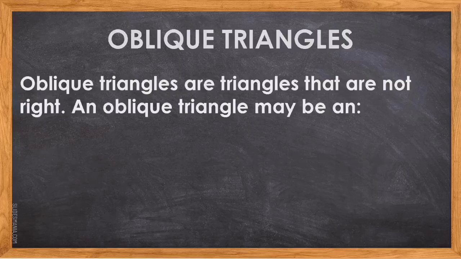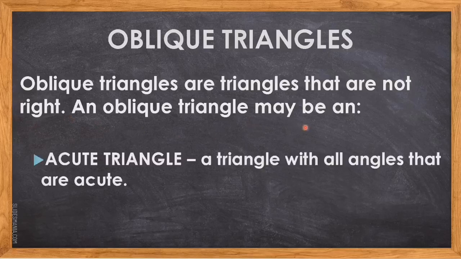So, ano nga bang oblique triangles? Oblique triangles are triangles that are not right. So, hindi siya right triangle or walang right angle doon sa given triangle. An oblique triangle may be so may dalawang category, an acute triangle, a triangle with all sides that are acute. Ano ba pag sinabi natin acute? So, yung kanyang measurement ay less than 90 degrees.